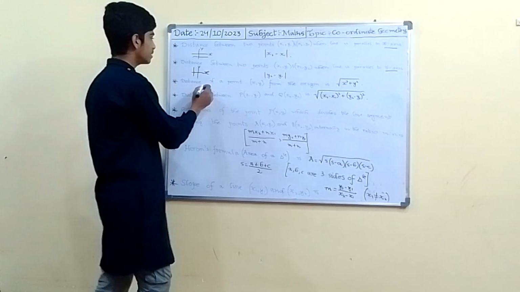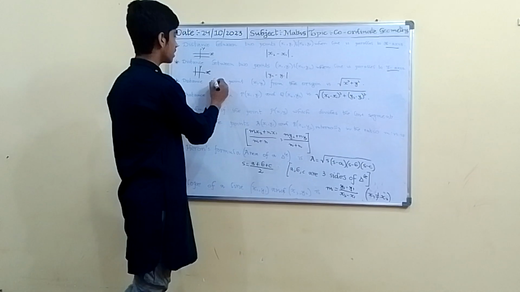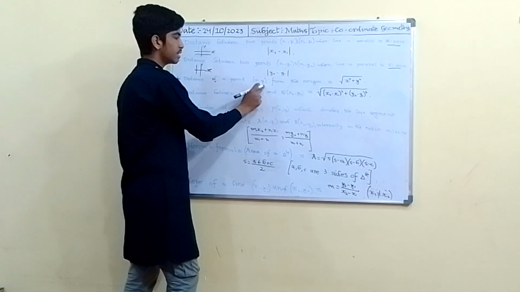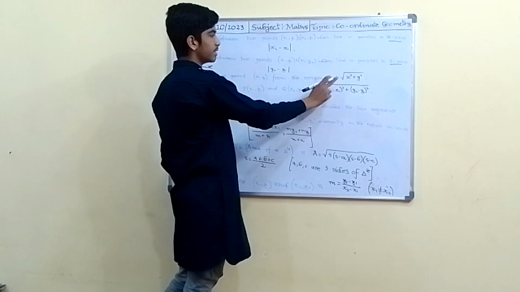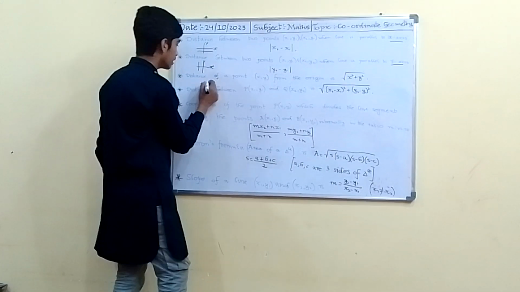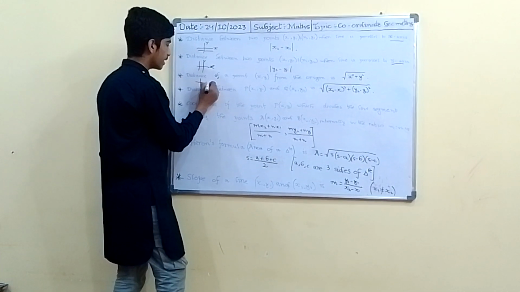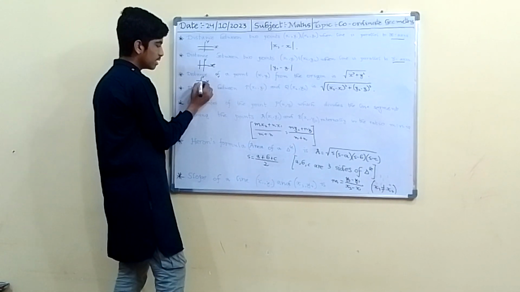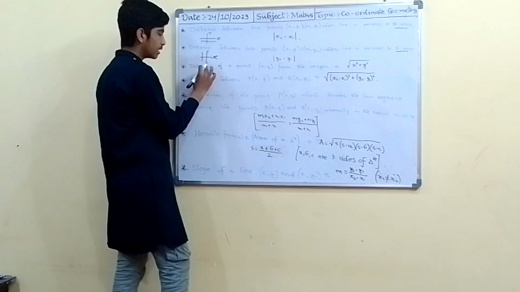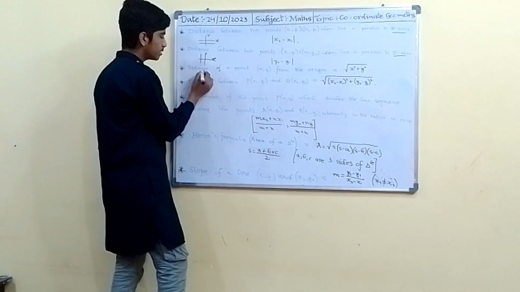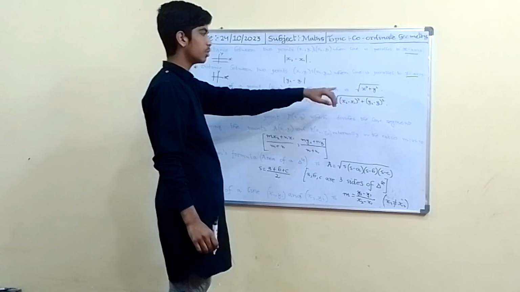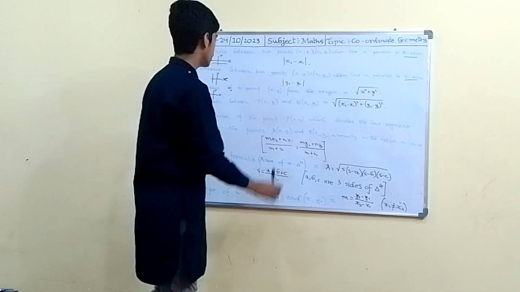And the third formula is distance of a point x and y from the origin, which is under root x square plus y square. Origin means: here are two lines, this is x-axis and this is y-axis. The middle part where the x-axis and y-axis both join is known as origin. The distance from the origin is under root x square plus y square. This is the third formula.